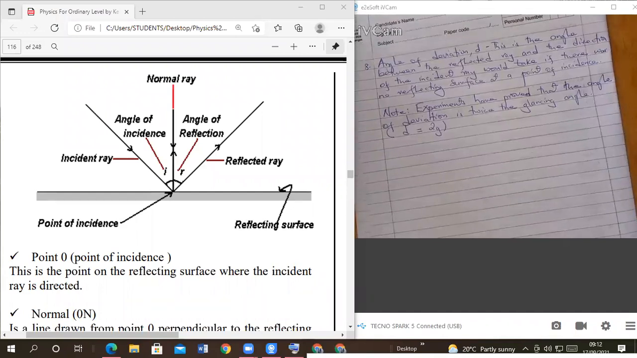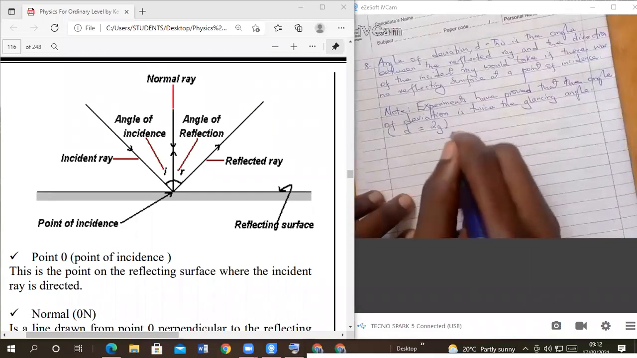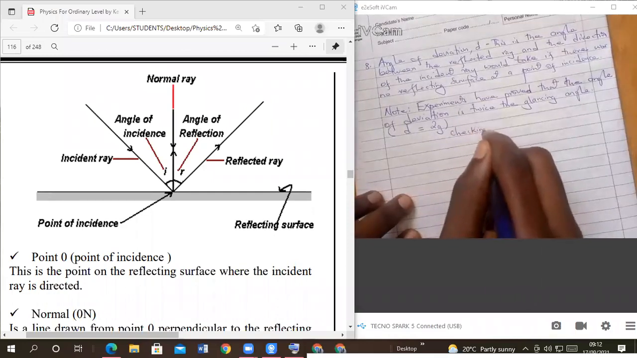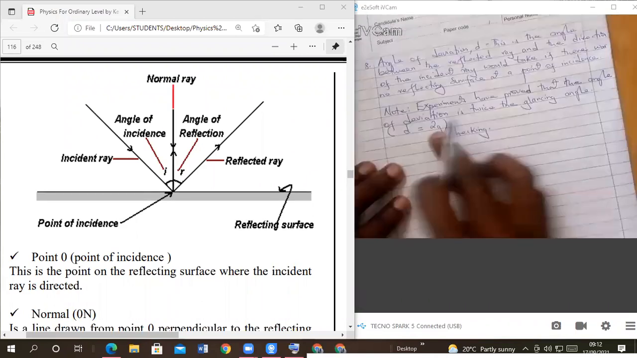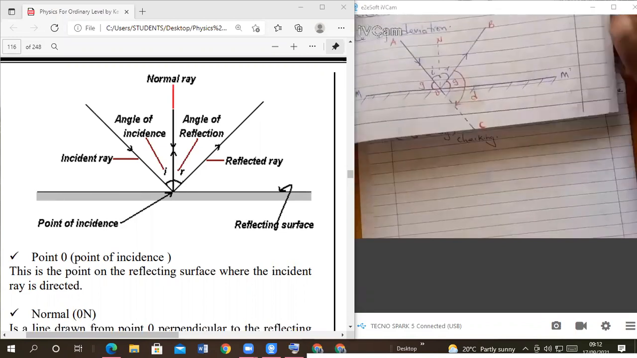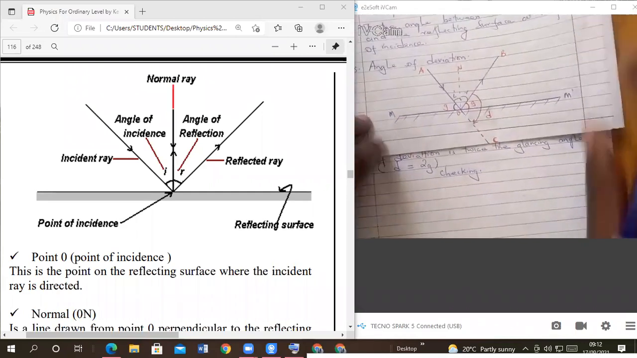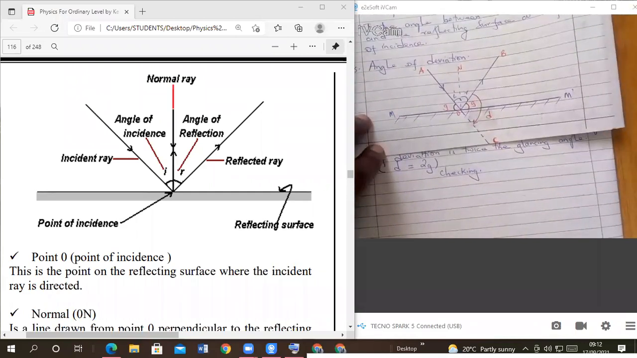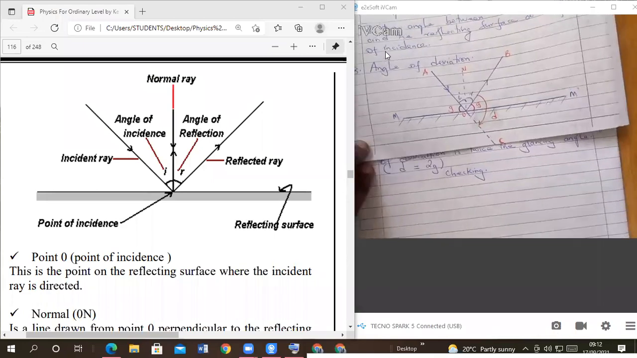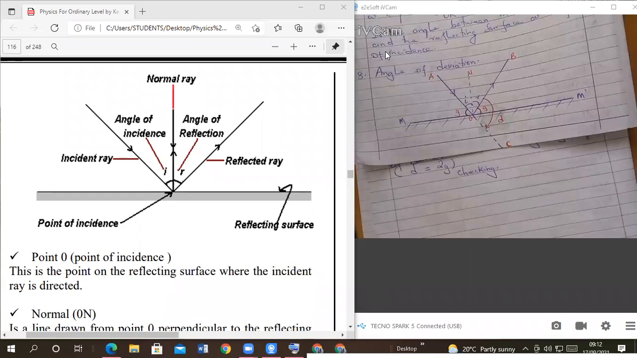Why are we saying that? Let's check it out. Let's prove it. Now I'm using our diagram there. Members, are you seeing that? Yes. Now we want to prove that, because we are saying the angle of deviation is twice the glancing angle.